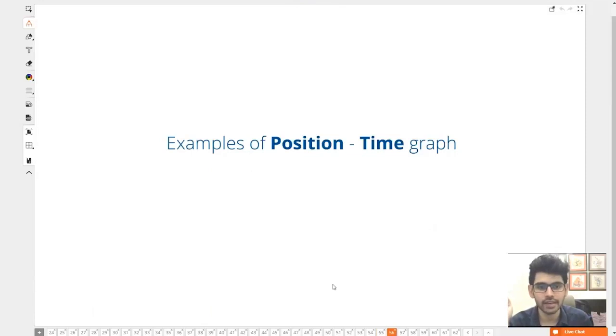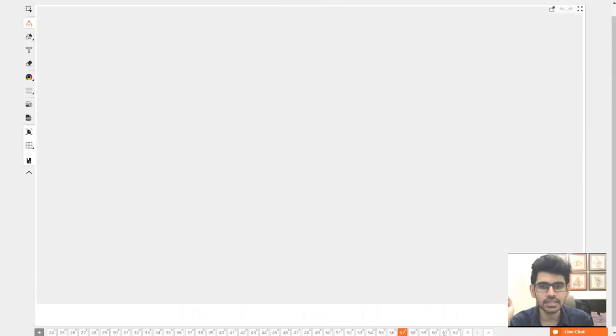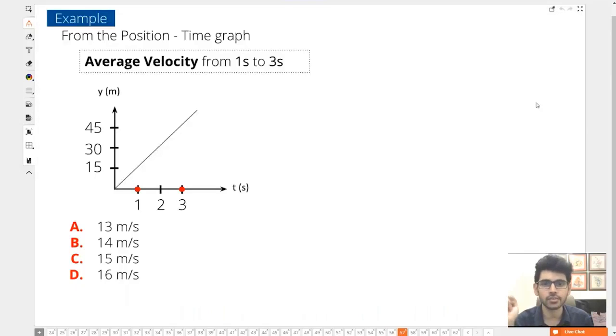Okay, now let's quickly have a look at some examples. First example, everybody solve this quickly. Average velocity from 1 to 3. So initially, this is the duration that I'm talking about. It's a big duration of 2 seconds, right? This is 2 seconds difference, 3 minus 1. And here the initial displacement was 15 and final displacement is 45. So here it is 45 meters displacement, here it was 15 meters.